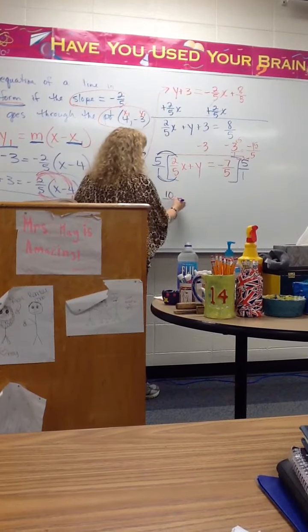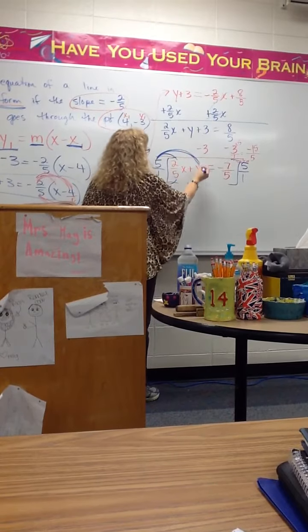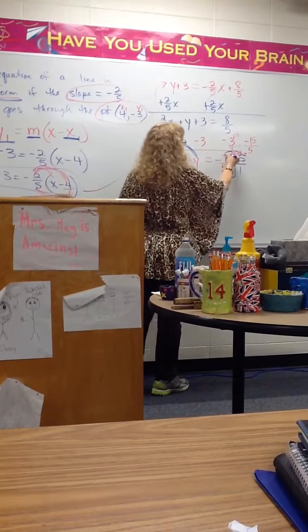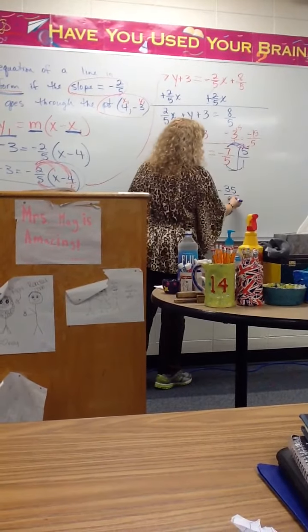10 over 5, x. Don't forget the y. What does that give me there? 5y. And over here, negative 35 over 5.